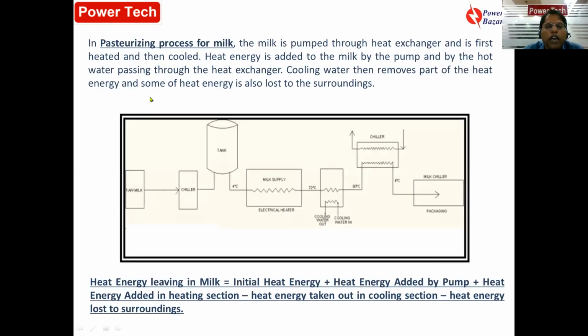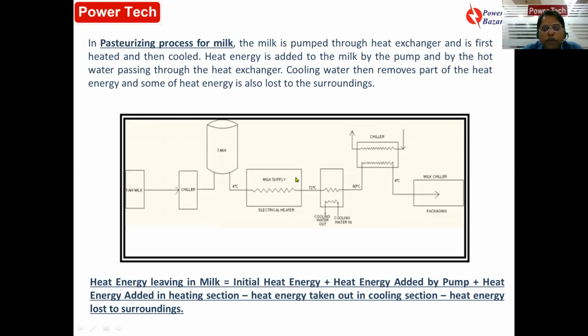Now, let us do an example. Pasteurization process of milk. In the pasteurization process of milk, normally what happens? We get raw milk. There is a chiller to chill it. Normally it is kept in a chiller to protect the milk. Then there is a tank. All the chilled milk is collected in the tank. Then during the process, first we have to do what? This is 4 degree centigrade chilled milk. We have to heat it through either an electrical heater or a boiler plate heat exchanger or through steam energy. So the milk is heated by steam.